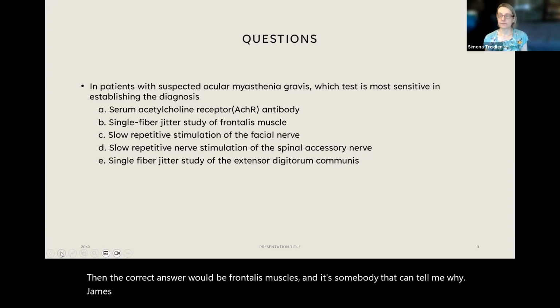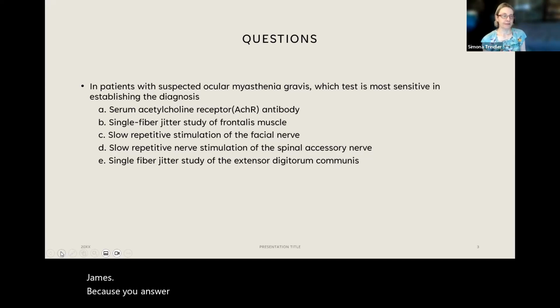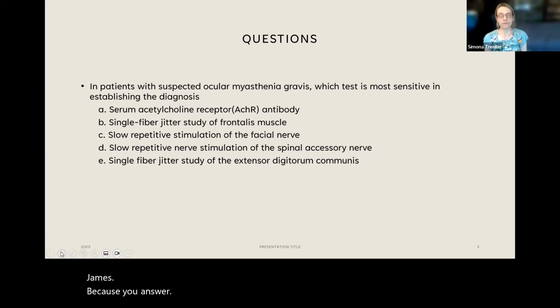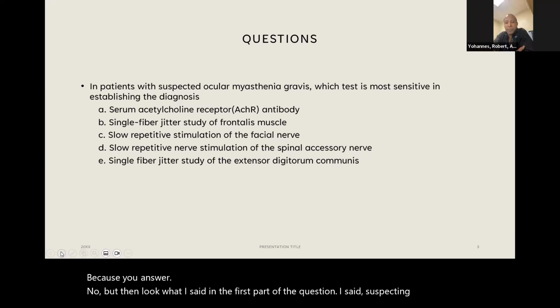James? Because you answer. I'm not sure why. Maybe because it's close to the eye. No, but then look what I said in the first part of the question. I said suspected ocular myasthenia gravis, no?